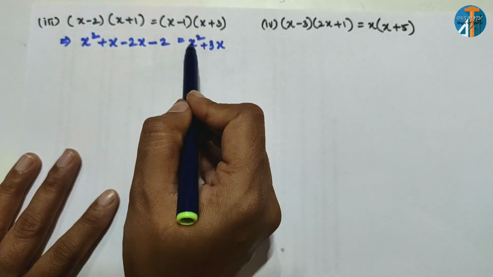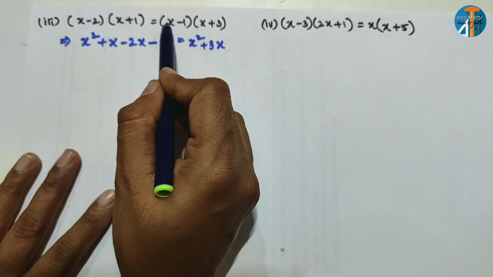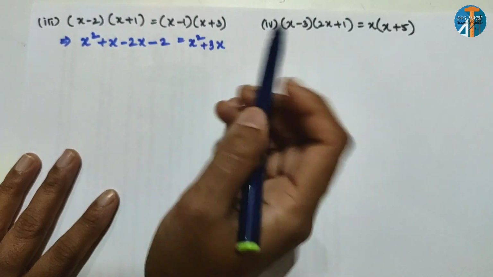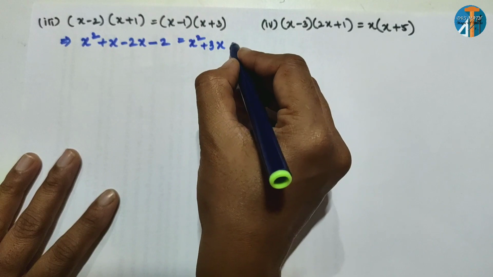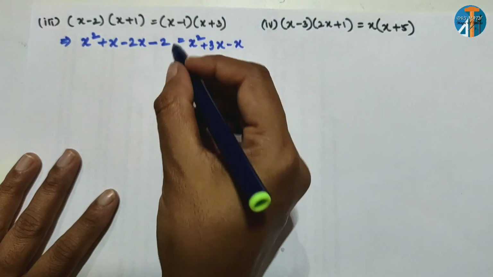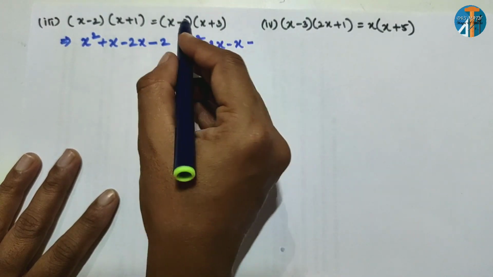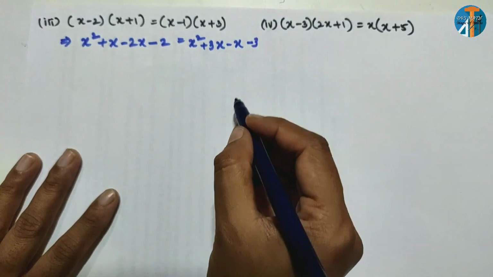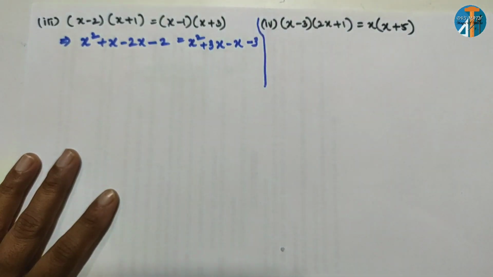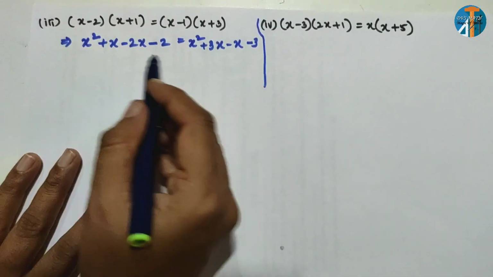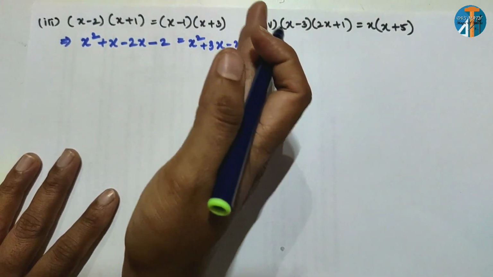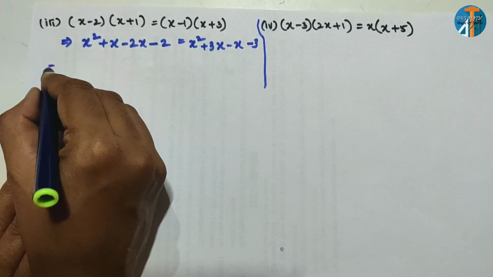Observe carefully: x into x is x square, plus. 3 into x is 3x, or x into 3 is 3x. Minus 1 into x is minus x. Minus into plus is minus, 1 into 3 is 3. Minus 3. Now you can observe, shift all to the LHS.